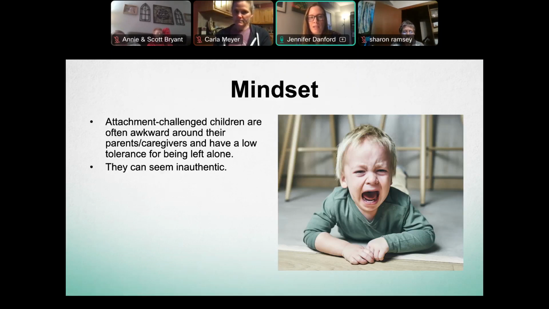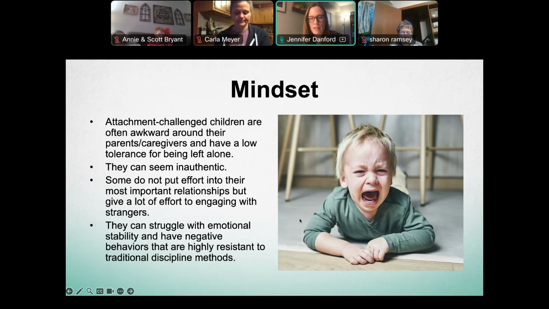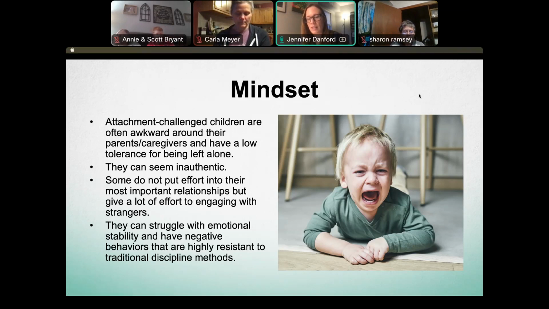A lot of times these kids are awkward around parents and caregivers and have a low tolerance for being left alone. They can seem inauthentic. Sometimes they don't put very much effort into their important relationships, but then they give a lot of effort into engaging with strangers. Again, they struggle with that emotional instability, but I think more importantly, they have behaviors that are resistant to traditional discipline methods. So those are the kind of kids I hear like, we've tried everything. Consequences do not work.